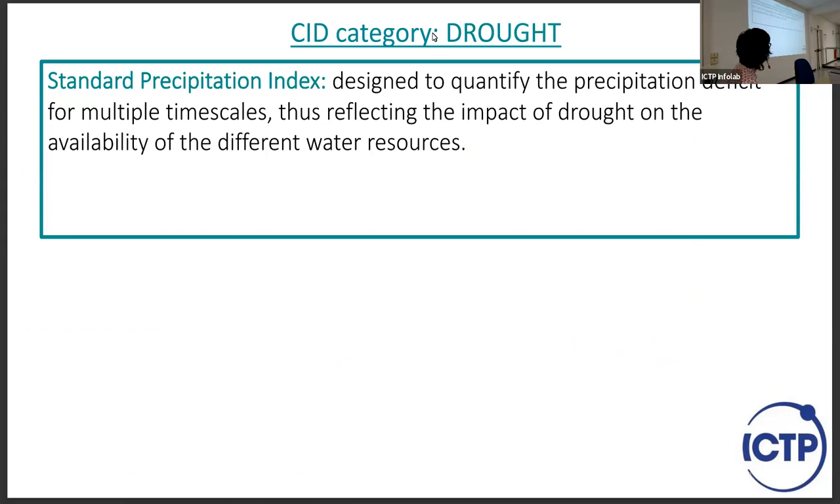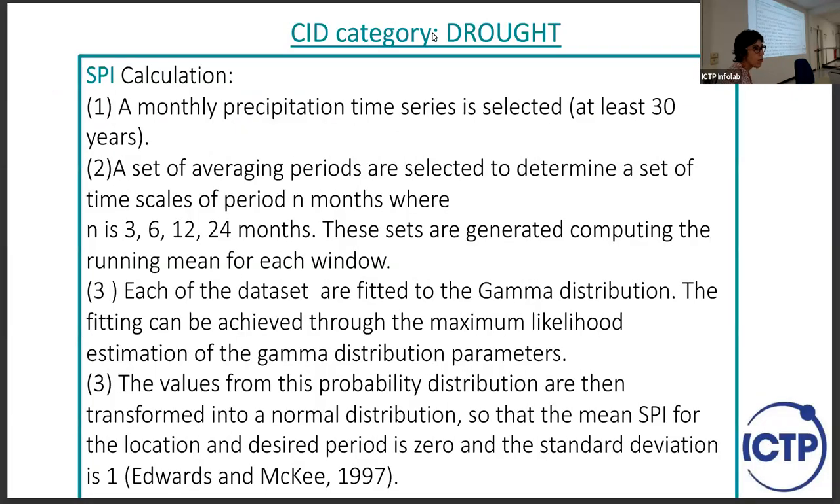For the drought category, an index that can be used, which is mostly used even in the ICTP report, is the standard precipitation index, an index designed to quantify the precipitation deficit for multiple time scales. So it can reflect the impact of drought on the availability of different water resources. For the calculation of SPI, we need a monthly precipitation time series. So this time it is not daily, but monthly precipitation. And we need a time series of at least 30 years.